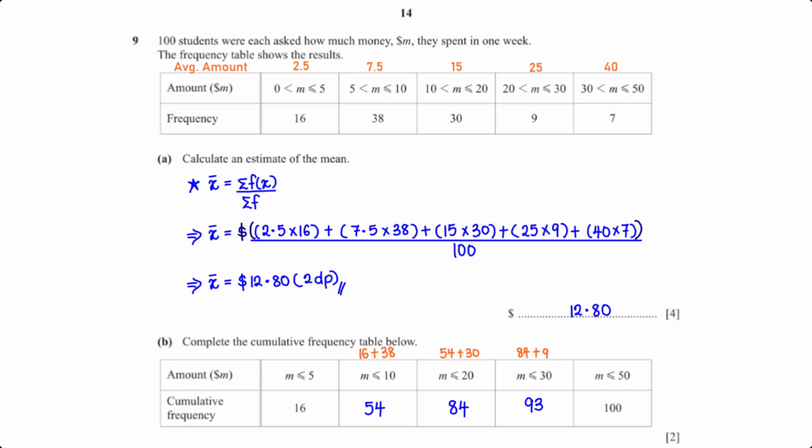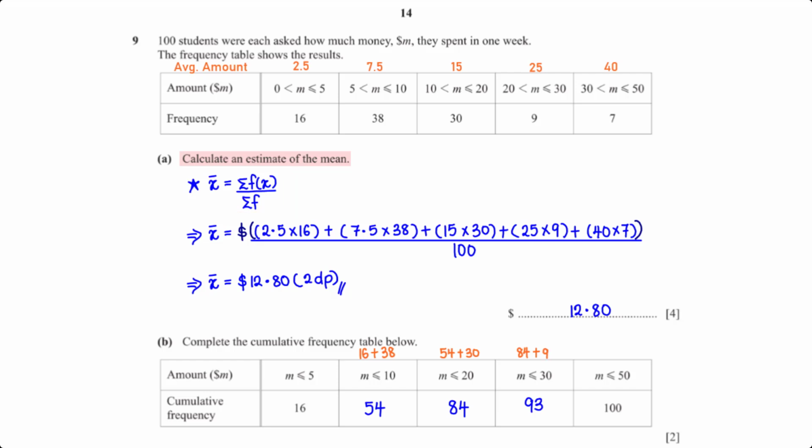100 students were each asked how much money $M they spent in 1 week. The frequency table shows the results. Calculate an estimate for the mean. The mean is sigma f of x, which is the total sum of money spent by the students, divided by sigma f, which is the total number of students.